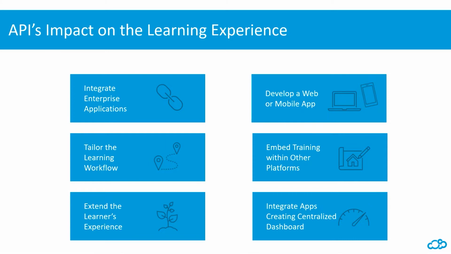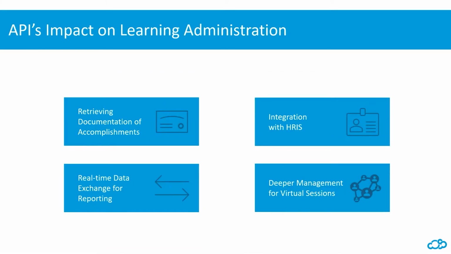them to follow. Now, areas that we're also seeing impacts in learning administration also are big impacts where time saving and organizational impacts are being seen in integration with HRIS systems, retrieving documentation, real-time data exchange for reporting, and truly automating how that data is moving and where it's going to help increase the efficiency of the entire operation by automating this to the exact standards that the organization needs.